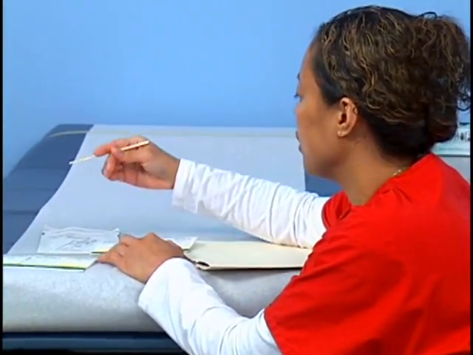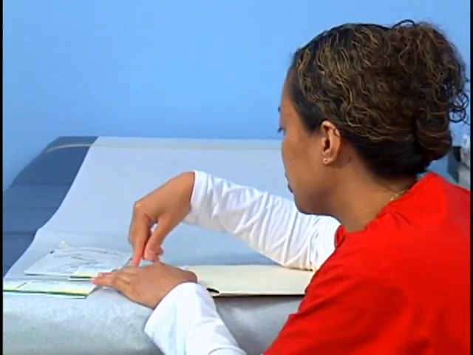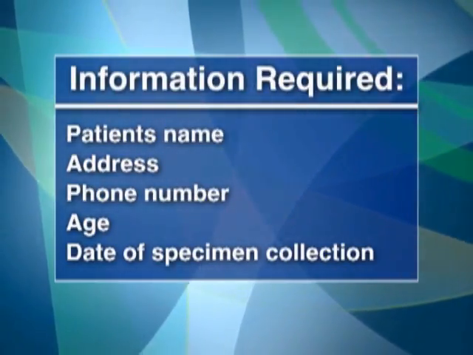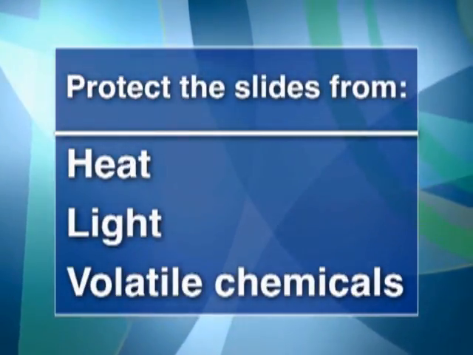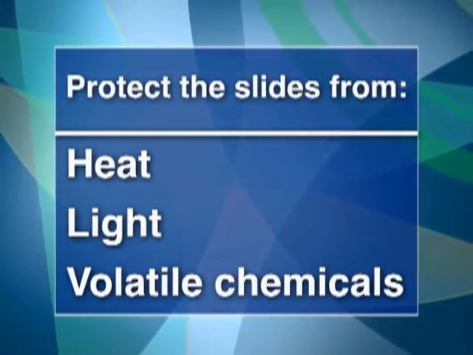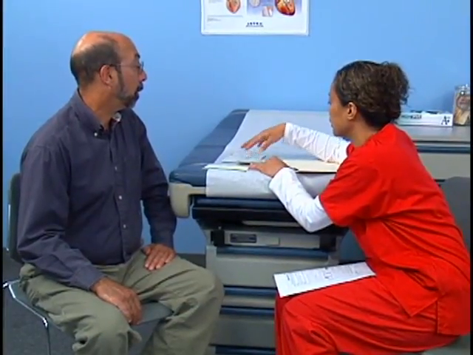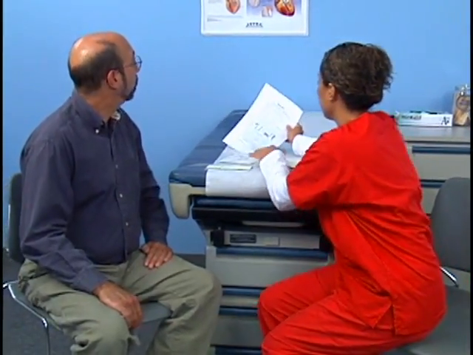Instruct the patient to use a ballpoint pen to complete the information that is required on the front flap of each card. This includes the patient's name, address, phone number, and age, as well as the date of the specimen collection. Instruct the patient that the slides must be stored at room temperature and protected from heat, light, and volatile chemicals such as ammonia, bleach, and other household cleaners. Reinforce to the patient to wait the appropriate number of days after beginning the diet and medication modifications to collect the first stool specimen. Instruct the patient how to collect the stool specimen.